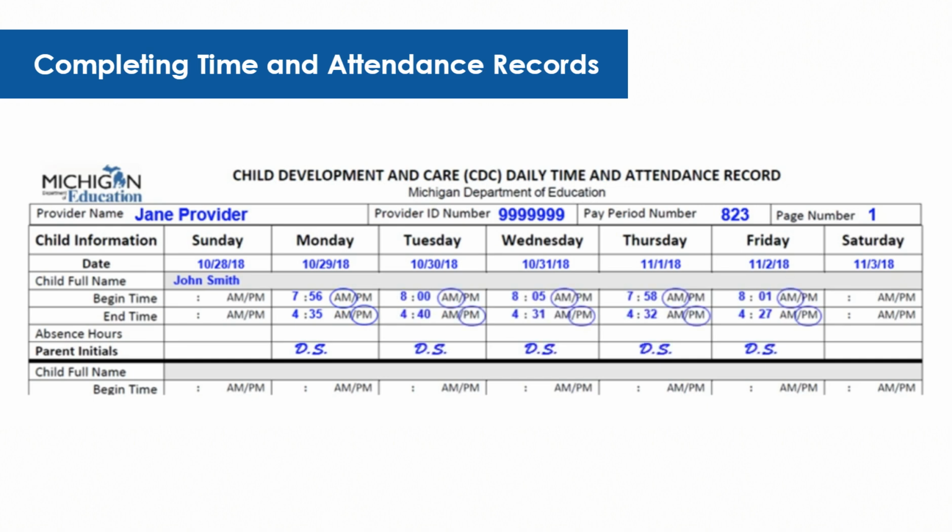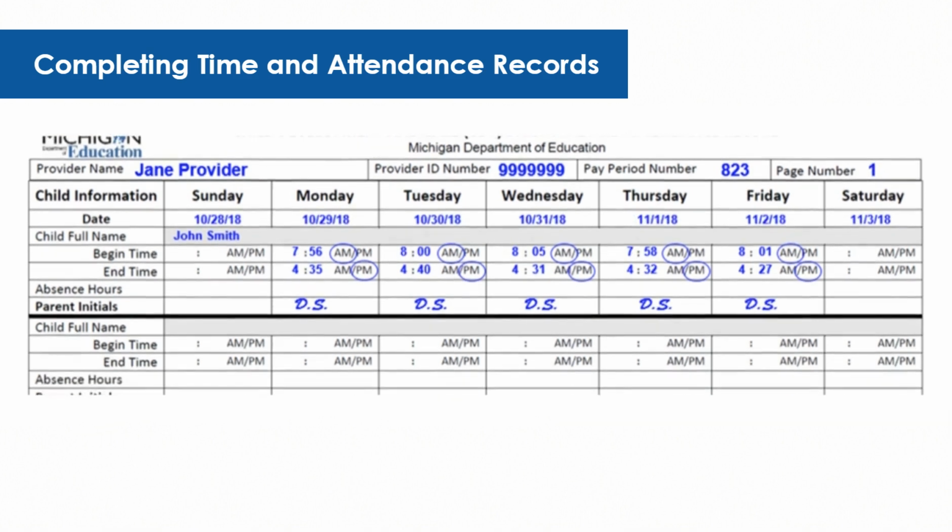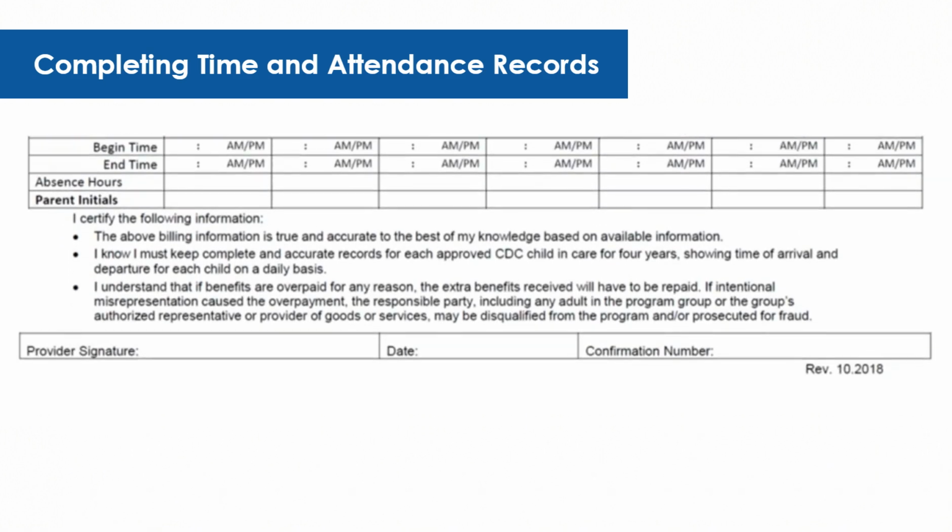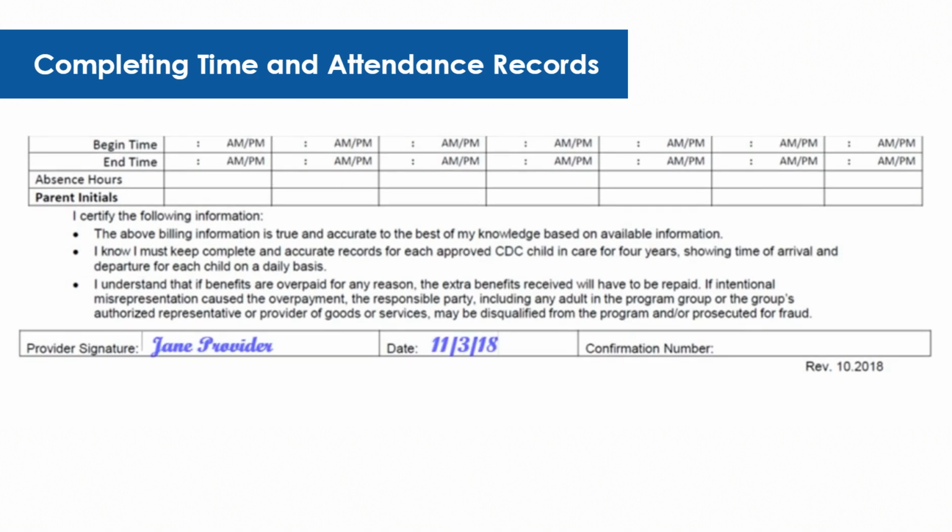Here, we've entered the begin and end times of care and had the parent initial daily for the first week of the pay period and the second week of the pay period. At the end of the pay period, you will want to sign and date your time and attendance records.